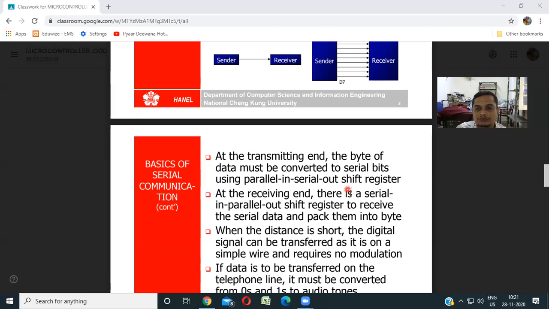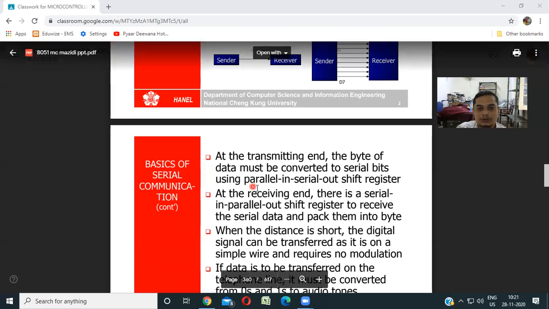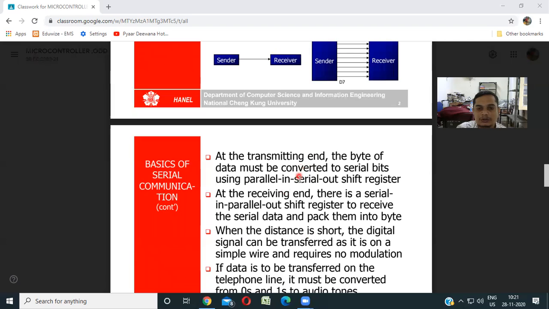We require this shift register, which is used to convert the parallel data into the serial data. That is done by the shift register. The same opposite operation has to be performed at the receiver end, where we are getting the data in serial, that is serial in.